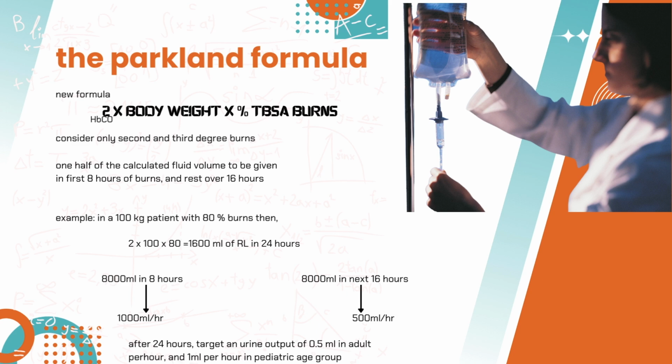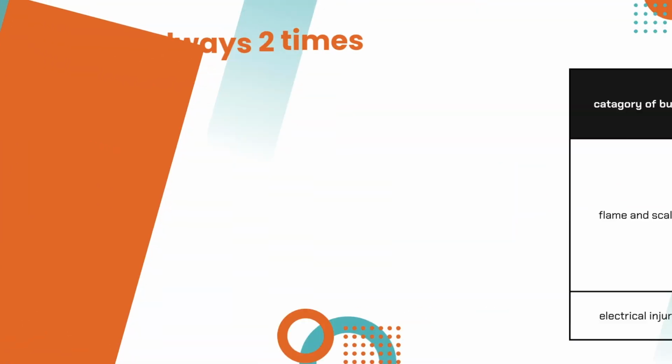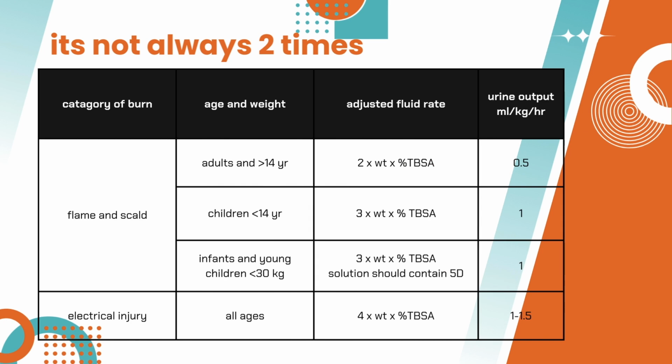After 24 hours, we have to target the urine output and adjust the fluid volume. And the 2 times body weight is not always true. In flame and scald injuries in adults more than 14 years, it is 2 into body weight into percentage of TBSA, and the urine output target is 0.5 ml per kg per hour. In children less than 14 years, it is 3 into body weight into percentage of total body surface area, and the urine output target is 1 ml per kg per hour.